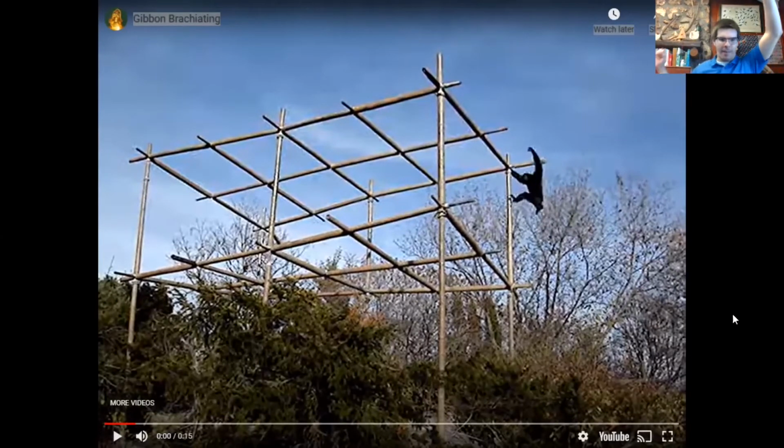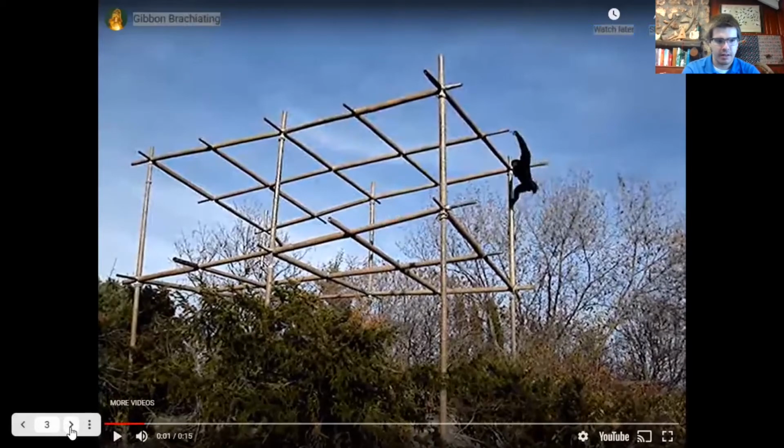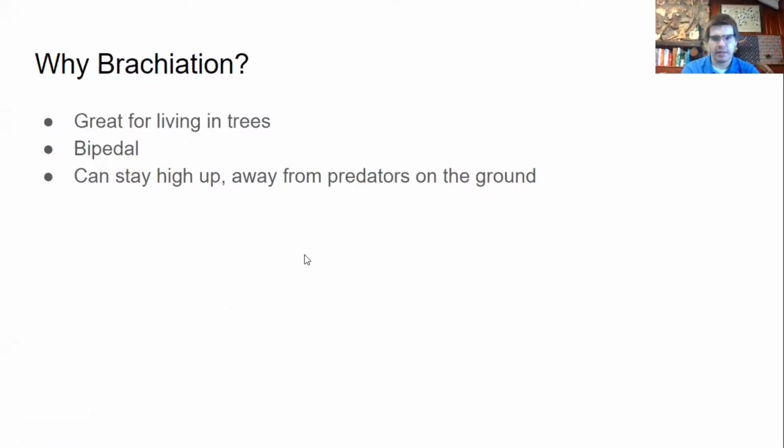So that's brachiation right there, in case my description wasn't good enough. That gibbon is swinging and moving from post to post, as if he was in a tree. In this case, it's a bamboo rig, but he would be doing this in trees if it was out in a jungle. And there are a couple different ways that primates brachiate, and we're going to talk about those. But before we do, let's talk about why would you want to brachiate.